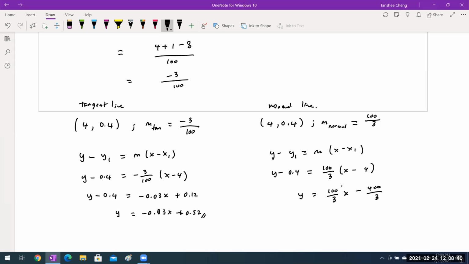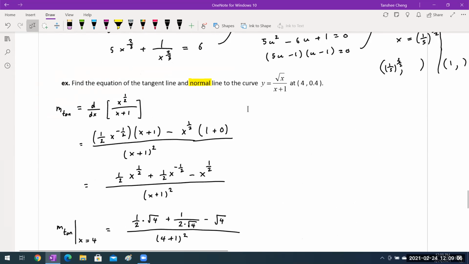And when you add 0.4 to it, that is basically 4 over 10. You can use the calculator to compute this part and then get the final answer. So 100 over 3 x, and then you get a negative value right here, right? You can use a calculator to compute it and then fill in this number right here, and that will be the final answer.